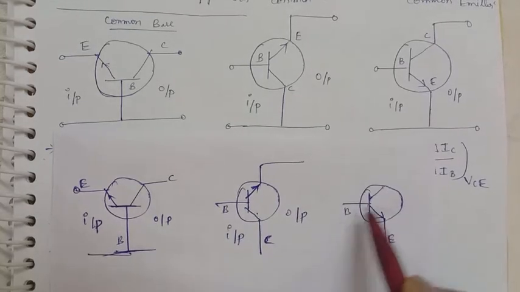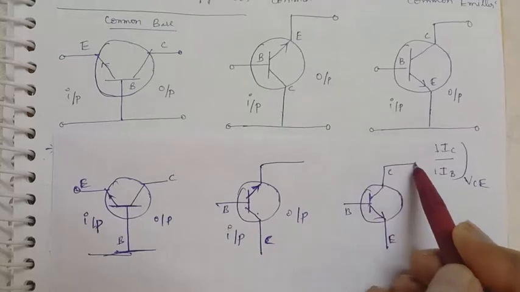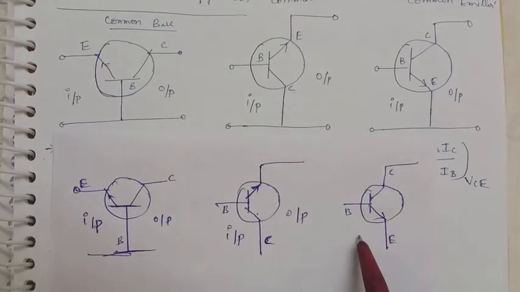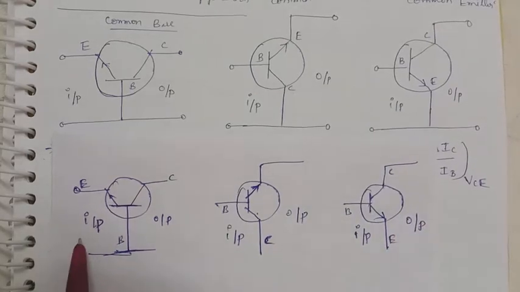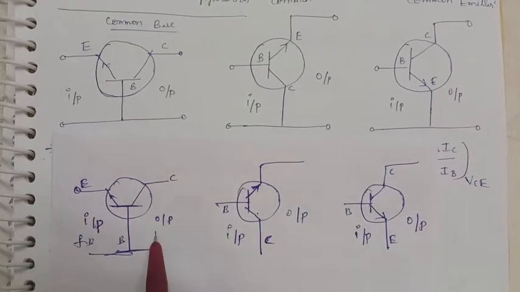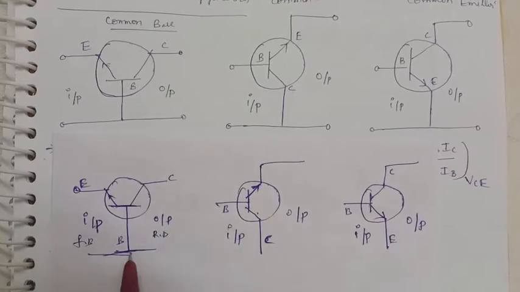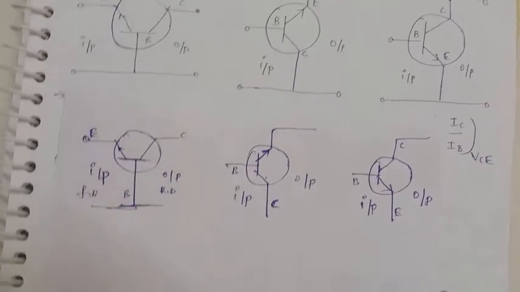It is the base and it is the collector. You will take the input in between base and emitter, and the output is at the emitter. But the input is always in forward bias and the output is in reverse bias. So then the transistor is in the active state.